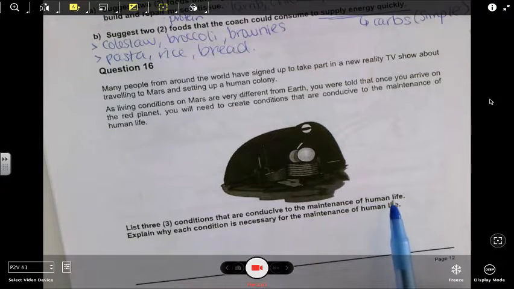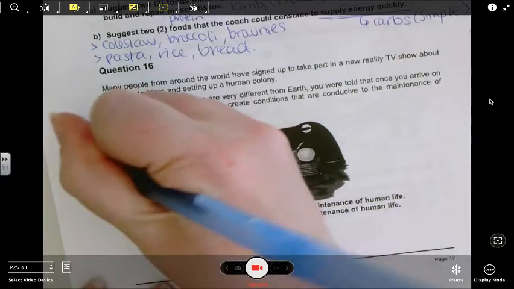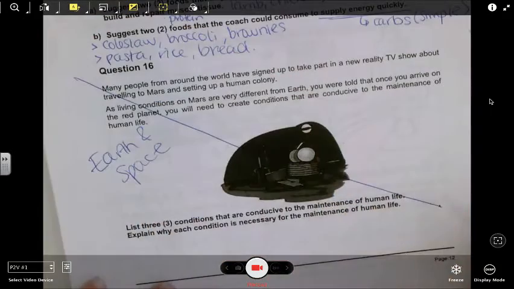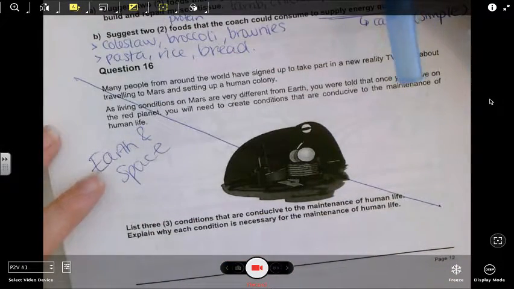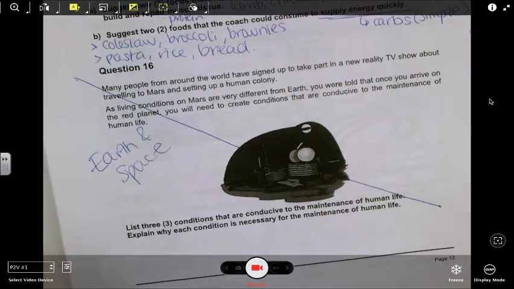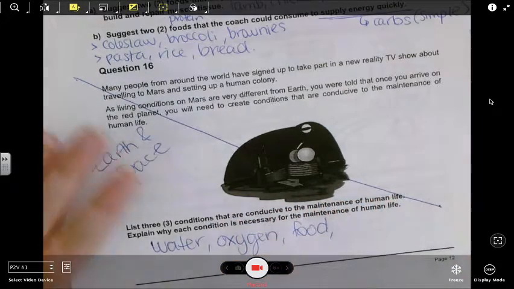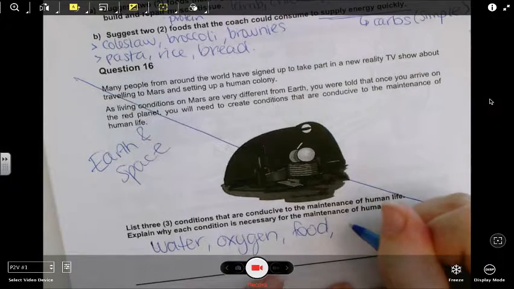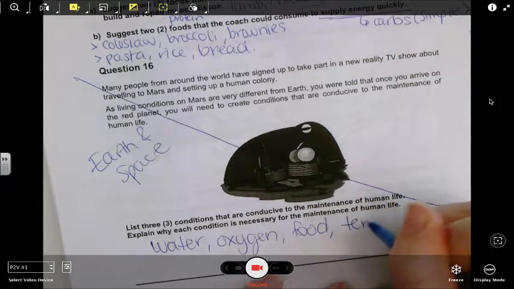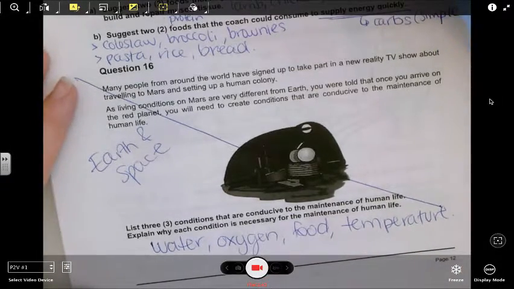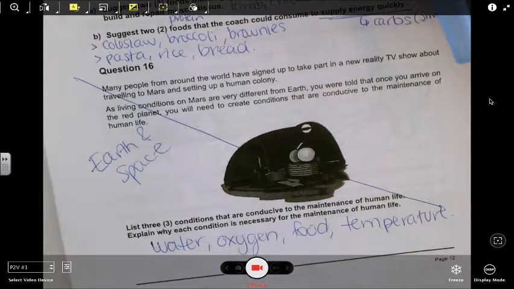Okay, well, this right here is Earth and space. So you don't have to do it. But I think that if this question did come up, I'm pretty sure you would be able to answer that. So you would need to be able to write water, oxygen, food. And the other one that you could put for this would be appropriate temperature for you to be able to survive. So you don't have to know this because this is Earth and space, and like we said, we're taking that out of the exam for this year. But I think that this one would have been common sense, so you could have actually managed to answer this.